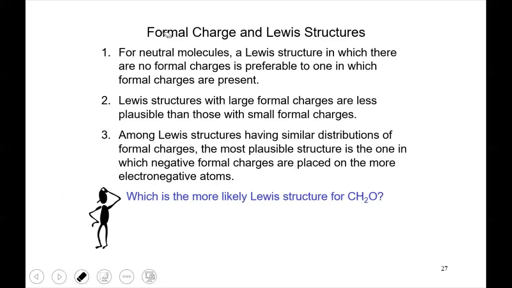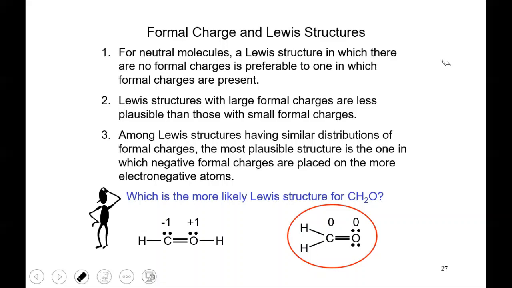Okay? So with these criteria in mind, let's ask again, which is the more likely Lewis structure for formaldehyde, CH2O? This is the first candidate we discussed, and this was the second candidate. If you think about it, looking at criterion number 1 here, you can see that a Lewis structure in which there are no formal charges is preferable to one in which formal charges are present. All right? So you look at these two, and yes, I think the answer should be obvious. The candidate on the right is the more likely because it doesn't force any formal charges on any of the atoms in here.